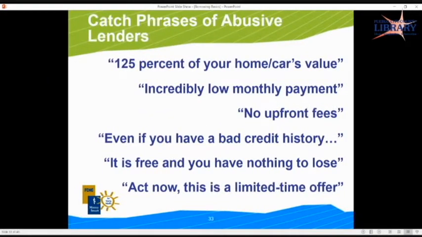So some of the catchphrases on page 28 of your workbook: they want to lend you up to 125% of your home or your car's value. Let me tell you why that's a really bad idea. That means that if your car is $5,000 and they lend you 125% of that, which is over the value of the car, and say, for instance, you wreck that car, you're still liable for that loan, and your insurance is only going to pay you for the value of that item. So anytime somebody says, "Oh, don't worry, we could give you up to 125% of the value," just walk away, because that's not a good idea.